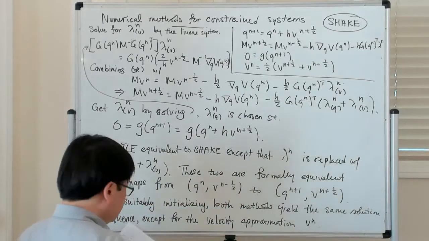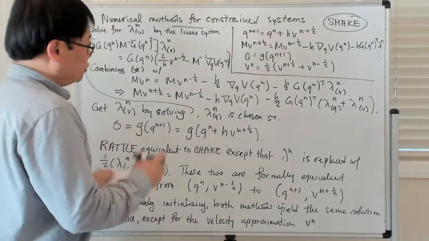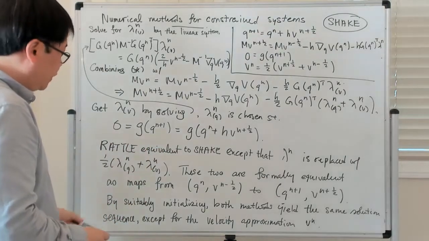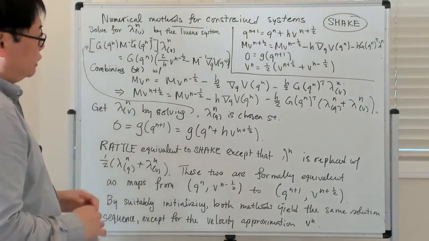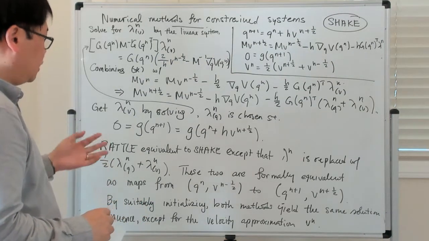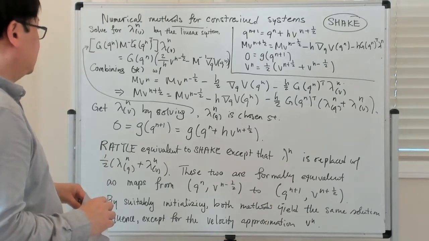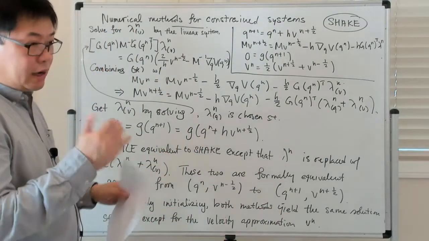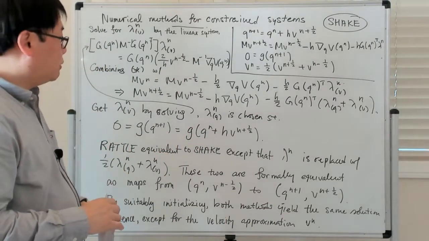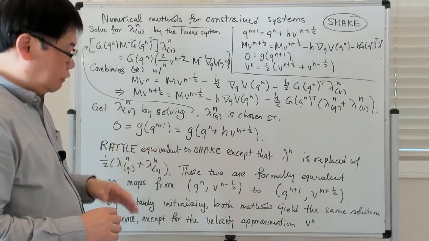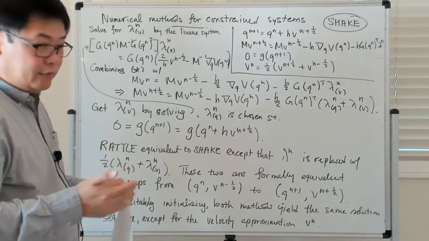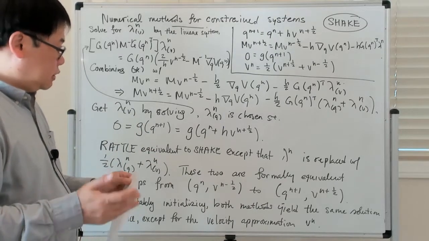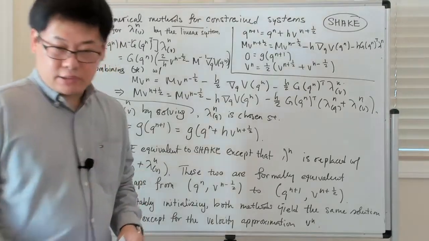So those two are again formally equivalent if you initialize things correctly, and again, the main difference is what happens to the velocity at the integer steps. In RATTLE, through the use of these additional Lagrange multipliers, you're guaranteed that the velocity variable satisfies the conditions for being in the tangent space to the constrained manifold M. All right, so let me stop here.